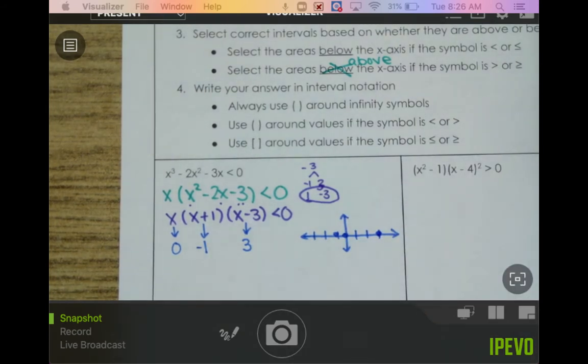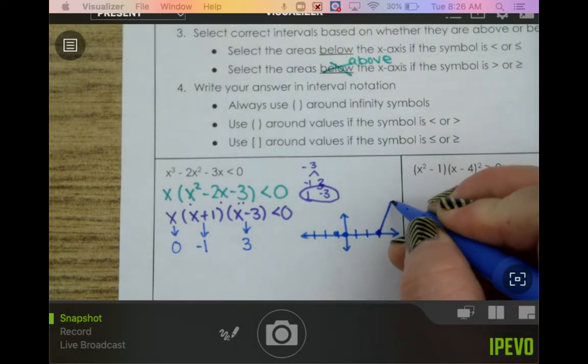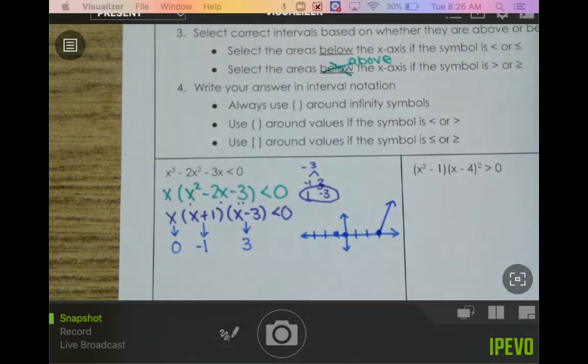And then this is the part where we're going to be a little loose with the rules. Look in front. There was no negative in front of the x cubed. So that means that the right side of our graph is going to go up. If there is a negative, that side would go down. And I'm not talking about the zeros, I'm talking about right here in front of the polynomial.